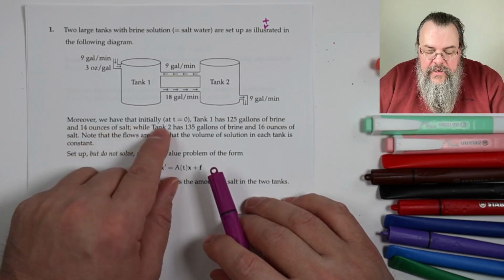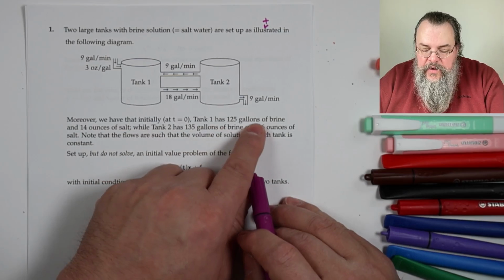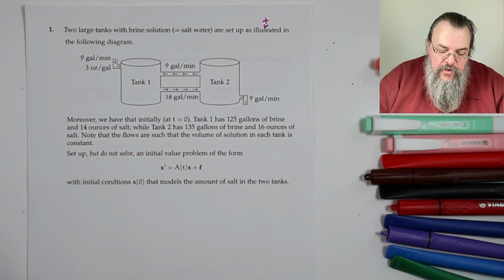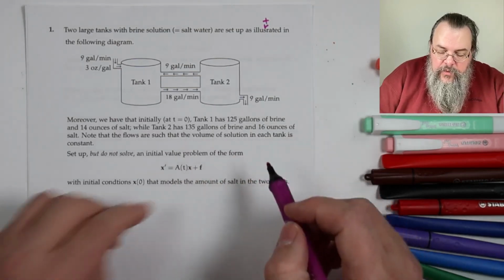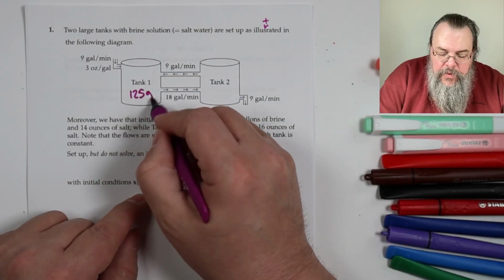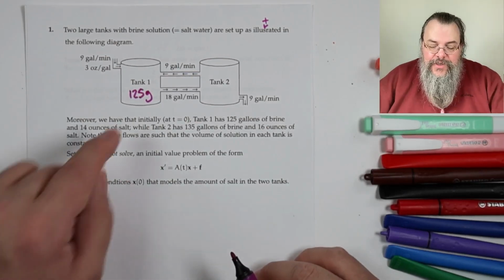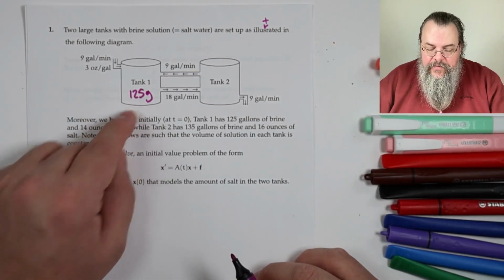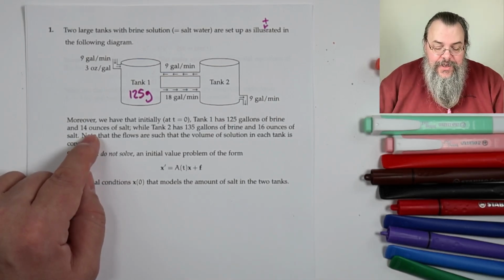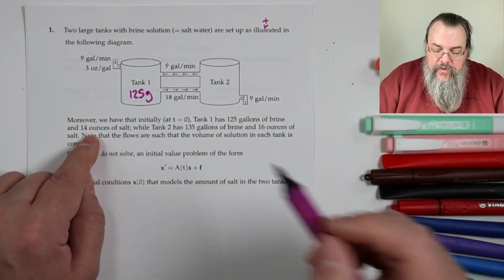Moreover, we have that initially at t equals 0, tank 1 has 125 gallons of brine and 14 ounces of salt. Okay, so tank 1 has 125 gallons. Now, we just mentioned the water levels are not changing, so that's always 125 gallons. The 14 ounces might change.